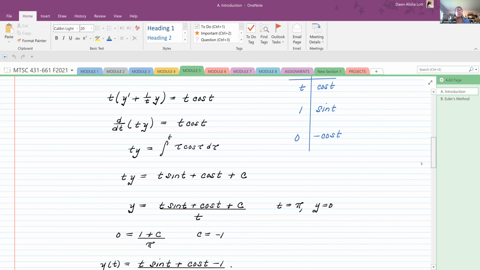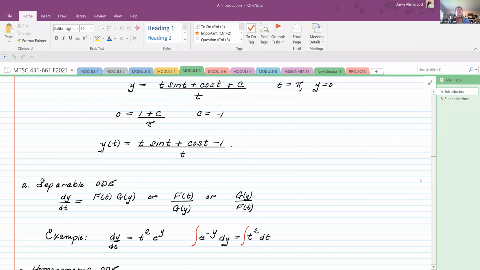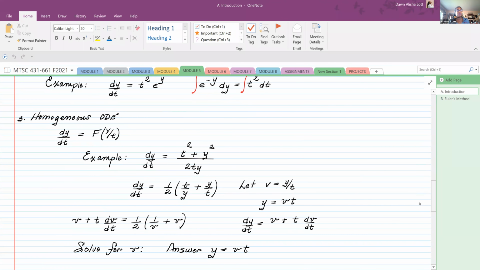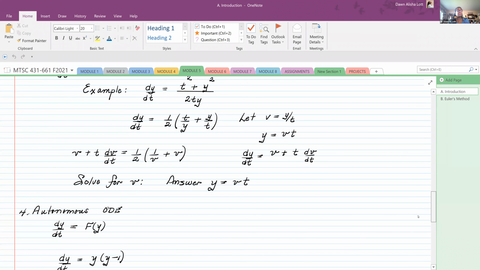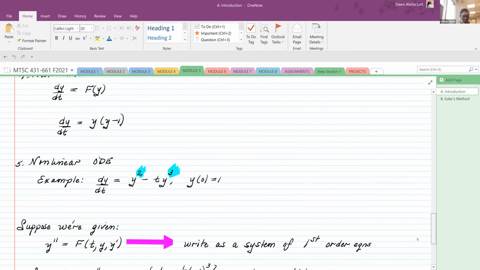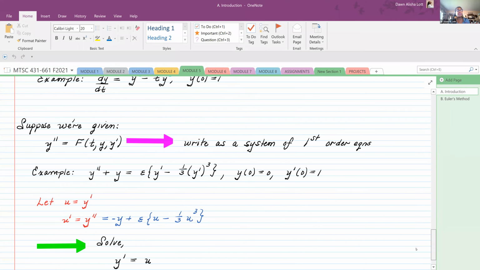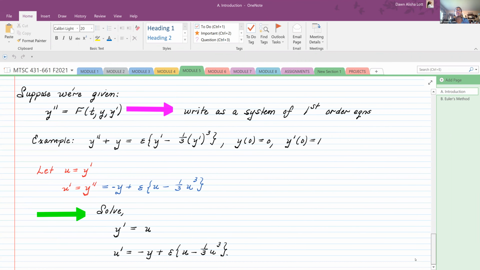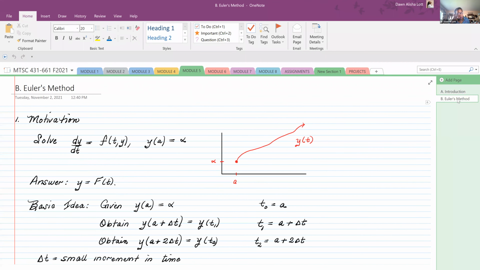Then I went on to explain separable differential equations, homogeneous differential equations, autonomous differential equations, and nonlinear. And so I also showed what to do if we had a second order equation and how to change it into a system of first order equations. Okay. And then began our topic of Euler's method, which is what we are currently working on.